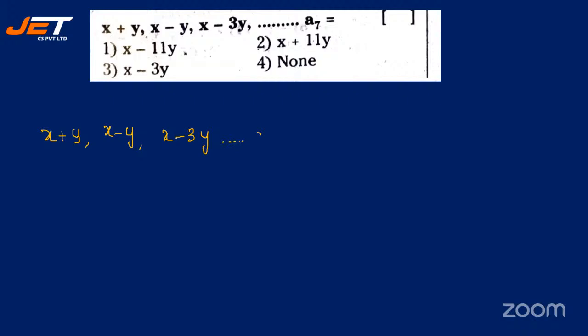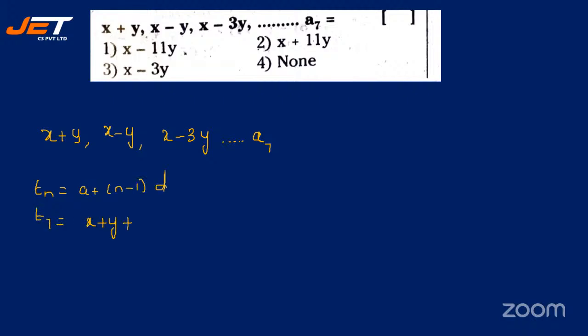Tn is equal to A plus n minus 1 into D. Right, so here we have A7, that is T7, which is A plus n minus 1, 7 minus 1 is 6, into your D.